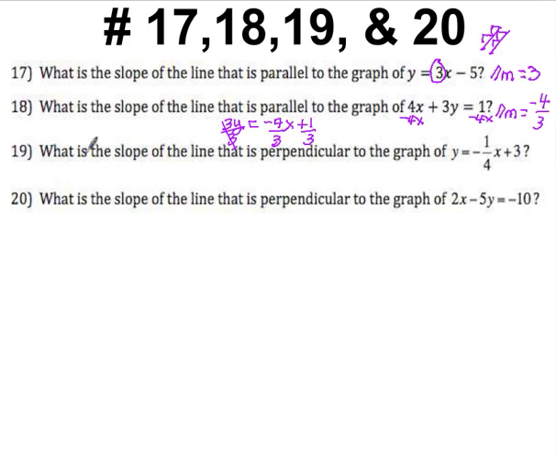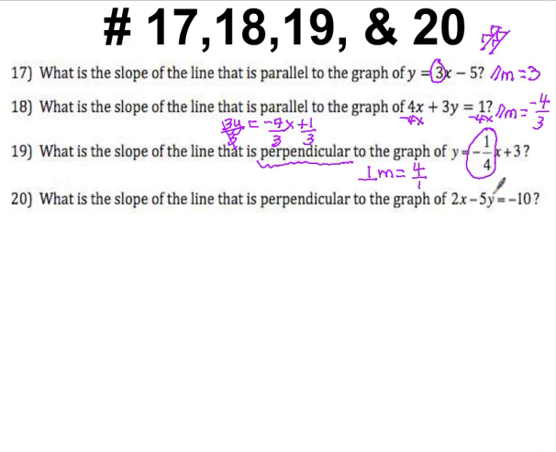So then here it says 19. What is the slope of the line that is perpendicular to the graph of y equals -1/4 x plus 3? Again, all I have to do is locate the slope. Slope is -1/4. I want the one that is perpendicular, not parallel. So that means I'm going to take the opposite, so it's going to become positive, and then I'm going to flip it. So the perpendicular slope here is positive 4 over 1, or you could put 4. Either one is acceptable.